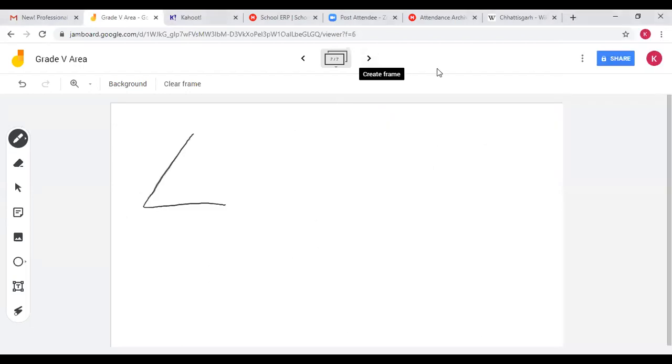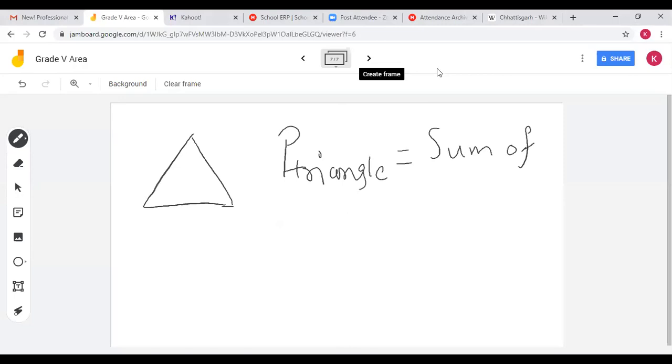For a triangle, right, perimeter of triangle is equal to sum of all lengths, or sum of all the 3 lengths, sum of lengths of 3 sides. Sorry.